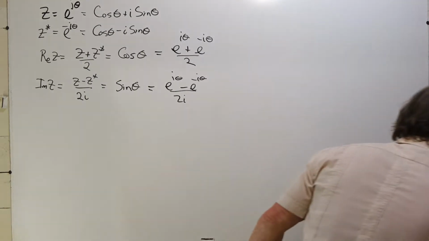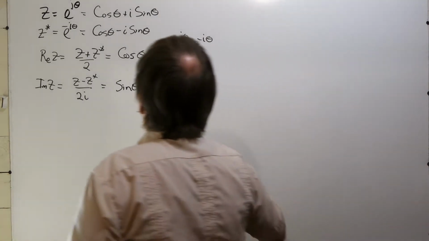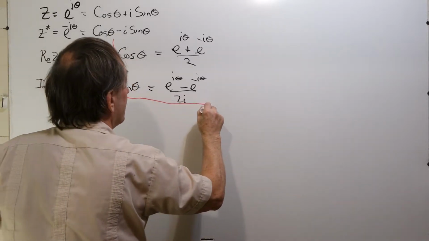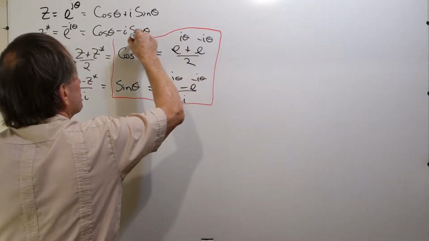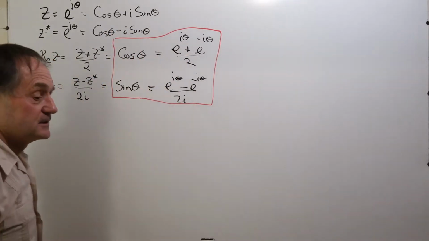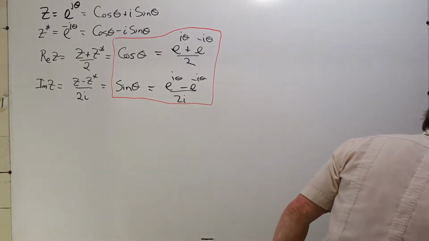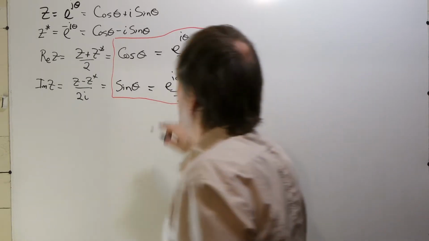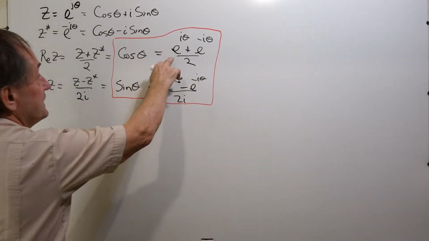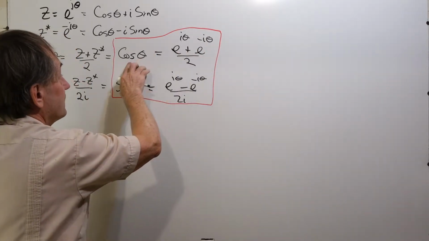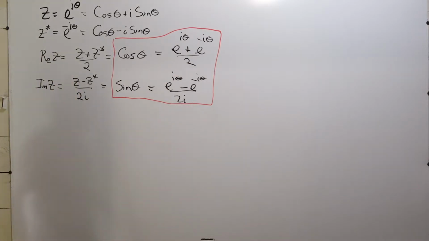Two important relationships here. This is used throughout math, and we'll see it a lot. This shows us how sines and cosines are related to exponentials. Sines and cosines are nothing more than exponentials raised to a complex power. Cosine is e to the i theta plus e to the minus i theta over 2. So this ties trig functions to exponentials. Very, very important relationship.